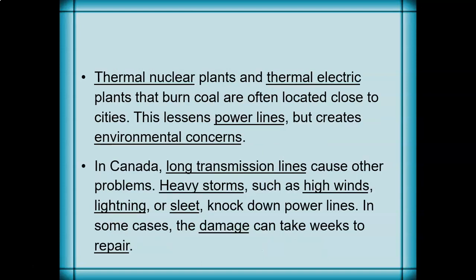Now, nuclear plants work very similarly. They burn coal, often located close to cities, less power lines, but it will also create environmental concerns. In Canada, long transmission lines cause other problems with heavy storms and high winds and lightning and sleet can knock down the power lines, increasing the risk of damage and the time it takes to repair, to locate, etc.